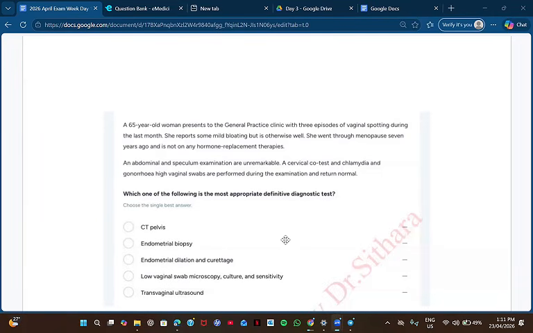A 65-year-old woman presents to the GP clinic with 3 episodes of vaginal spotting during the last month. She reports some mild bloating, but is otherwise well. She went through menopause 7 years ago and is not on any hormonal replacement therapy. Abdominal and speculum examination is unremarkable. Cervical screening test and chlamydia and gonorrhea high vaginal swabs are performed during the examination and return normal. Which one of the following is the most appropriate definitive diagnostic test? CT pelvis, endometrial biopsy, endometrial dilation and curettage, low vaginal swab, transvaginal ultrasound. What do you think?